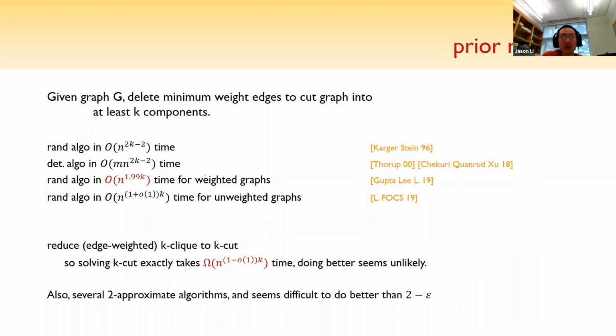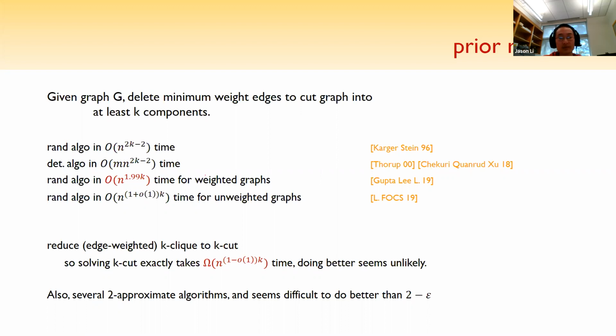A brief history of the min k-cut problem. This problem is known to be polynomial time solvable when k is a constant. The 2 most notable results in the history are a randomized contraction algorithm due to Karger and Stein that generalizes Karger's randomized contraction algorithm for min cut, and this runs in time n to the 2k-2. And another result is due to Thorup on a tree packing based approach, which also runs in time roughly n to the 2k.